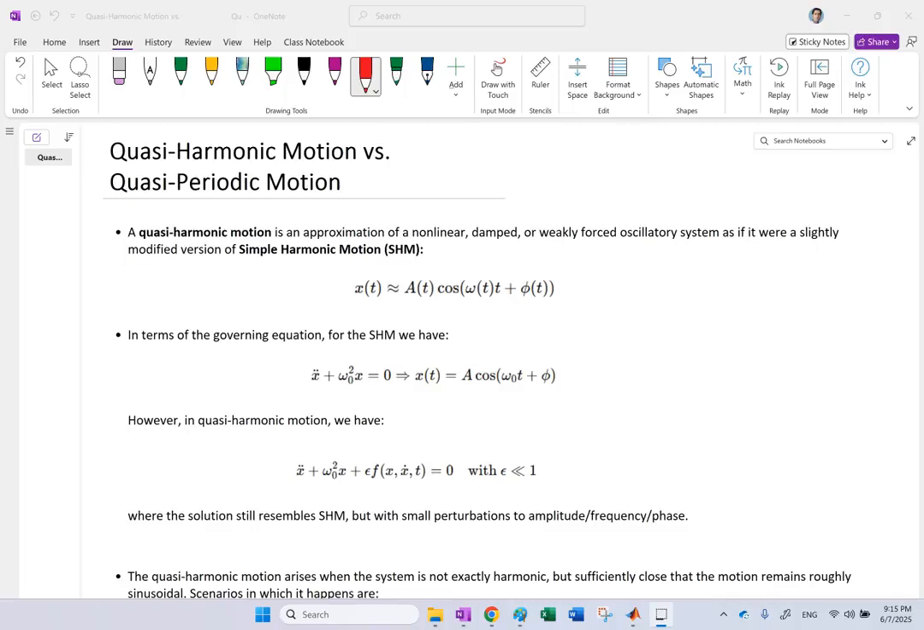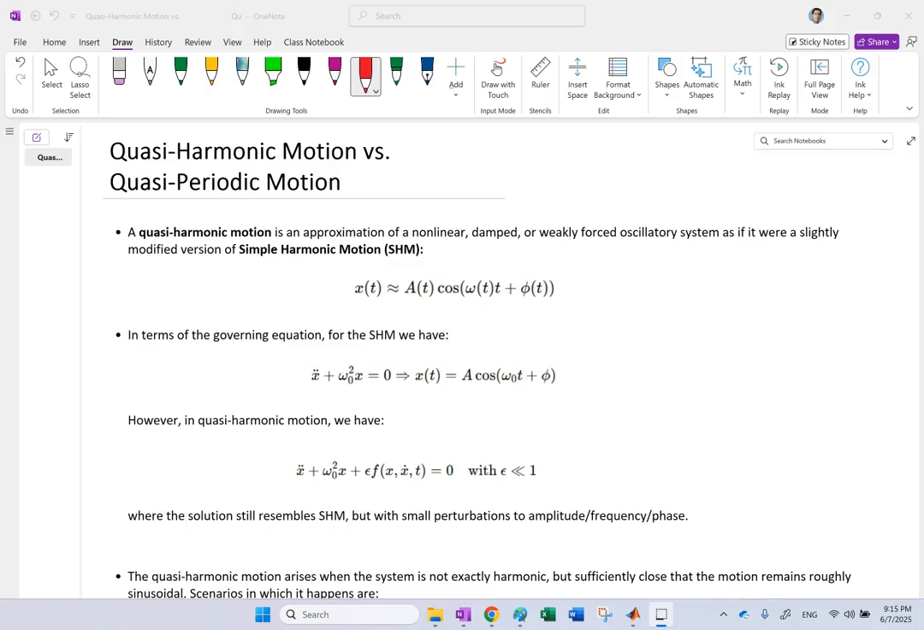Hello everyone. In this video, we are going to talk about two different notions that sound quite a bit similar, but they are not exactly the same thing. And in some cases, they could be actually quite a bit different.